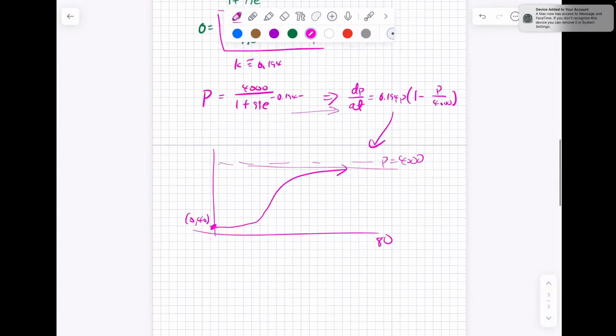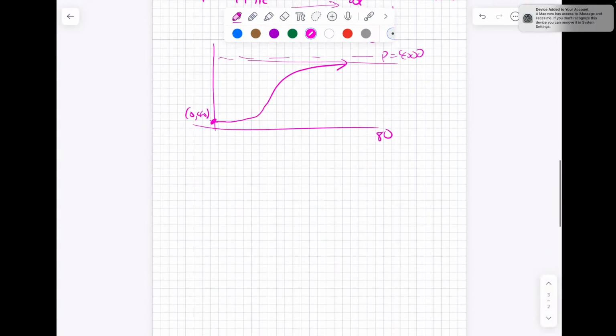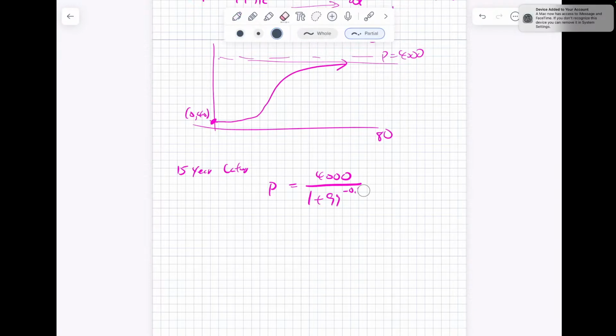Okay, so with that being said, if they say it happens 15 years later, all you have to do is plug in 15, so P equals 4,000 over 1 plus 99 e to the... we find B is 194, sorry, 194. And you can multiply by 15 here, and this should end up to be 626.